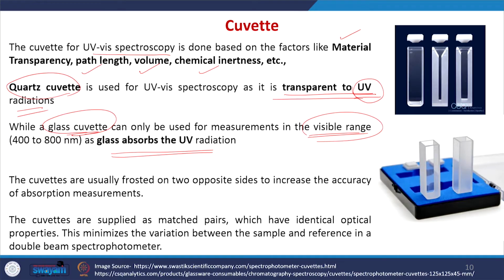And these cuvettes are usually frosted on two opposite sides to increase the accuracy of absorbance measurements. You can see here, two sides are opaque and two sides are transparent. The cuvettes are also supplied as matched pairs which have identical optical properties. So, this minimizes the variation between the sample and reference in a double beam spectrophotometer. So, the cuvettes are always available in pairs to avoid the batch to batch variation as well as to minimize the variation between the sample and reference in a double beam spectrophotometer.